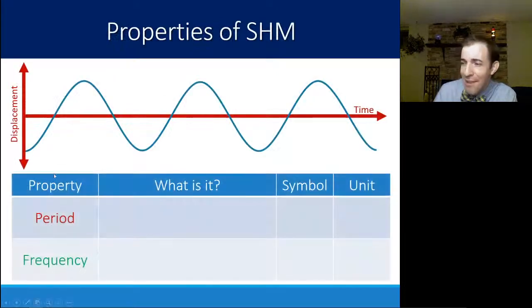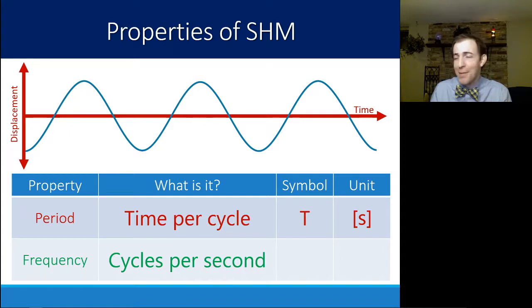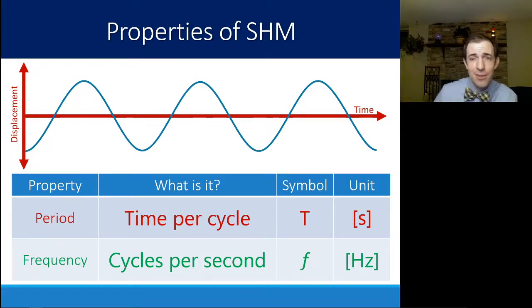So the way this looks in a graph is we can look at the peak to peak or trough to trough, but the period is the time per cycle. We use this symbol capital T, just like we did in our circular motion unit, and our unit is seconds. Another way that you can time a graph, or time simple harmonic motion, is by counting how many times it happens per given unit time. So cycles per second would be our frequency. We're going to use the symbol for frequency, this italic f. And then our unit is hertz. So 5 hertz would be 5 waves per second, or 5 cycles per second, 5 full revolutions per second.